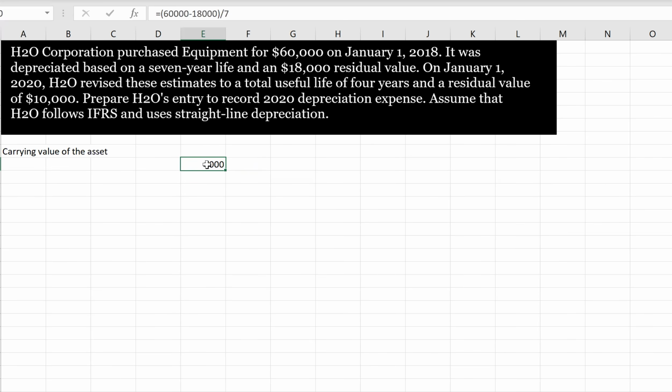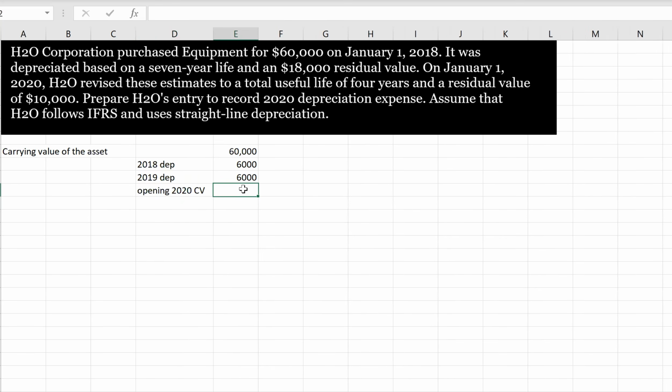So we had $60,000 was our original cost. We had 2018 and 2019. So 2018 depreciation would have been $6,000, and 2019 depreciation would have been another $6,000. So that means my opening 2020 carrying value is going to be 60 minus 6 and minus 6, which means my opening carrying value is going to be $48,000.